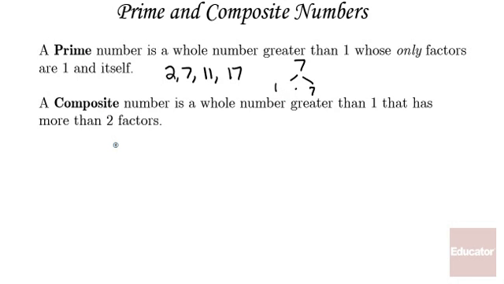So let's look at a number such as 4, 10, or 20. Taking 20, for example, I can break down 20 into 2 times 10. I can actually further break that down into 2 times 5. So 20 is divisible by 2, 10, and 5, as well as itself and 1. So it is a composite number.